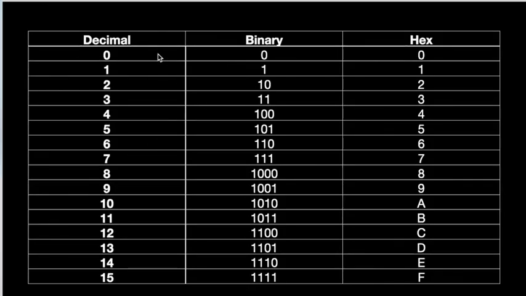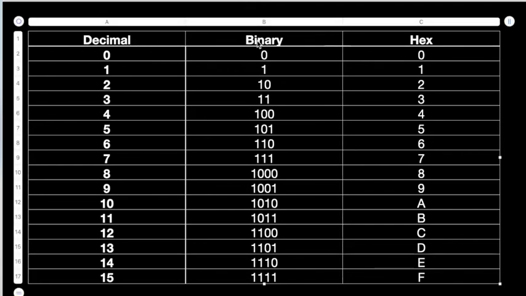Now here is a chart. The first column represents decimal, the second one is binary, and the third one is the hexadecimal conversion of it. Now if you talk about decimal 0, binary is going to be 0, hex is going to be 0. Decimal 1, binary 1, hex is going to be 1 only. So from 0, 1, 2, 3, 4, 5, 6, 7, 8, 9, everything remains the same in hexadecimal.